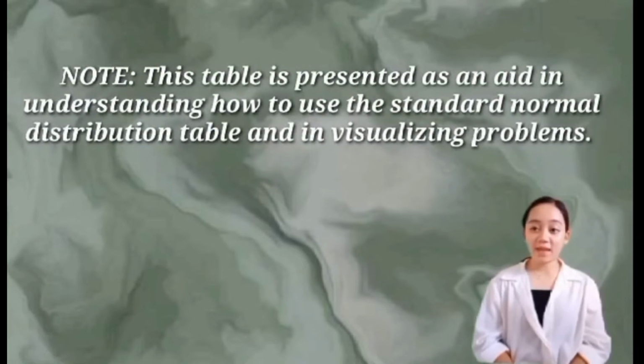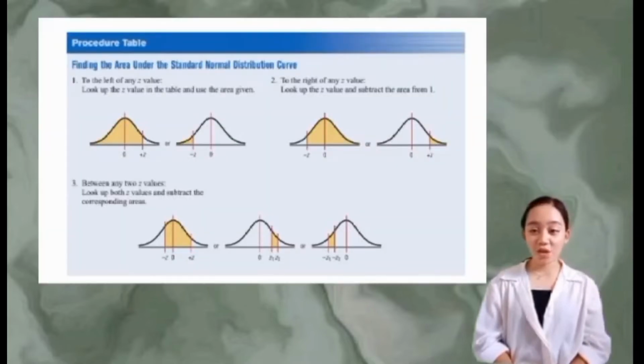There are three basic types of problems, and all three are summarized in the procedure table. Note that this table is presented as an aid in understanding how to use the standard normal distribution table and in visualizing the problems. After learning the procedures, you should not find it necessary to refer to the procedure table for every problem. Shown on the screen is the procedure table.